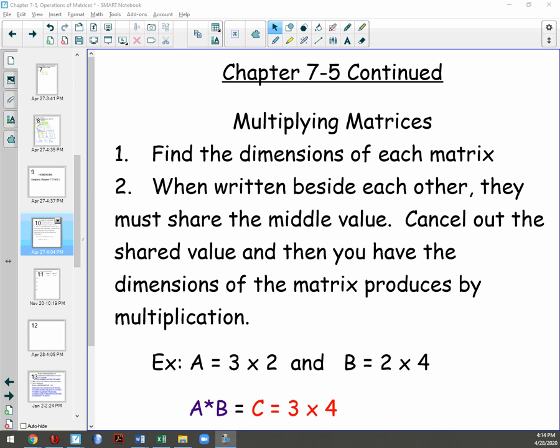Multiplying matrices is very, very difficult at times, so you're going to have to pay attention and be very, very diligent with your calculations. The first step you must do is find the dimensions of each matrix. When you write them down beside each other, they must share the middle value. 3 by 2, 2 by 3, the middle values are 2s.